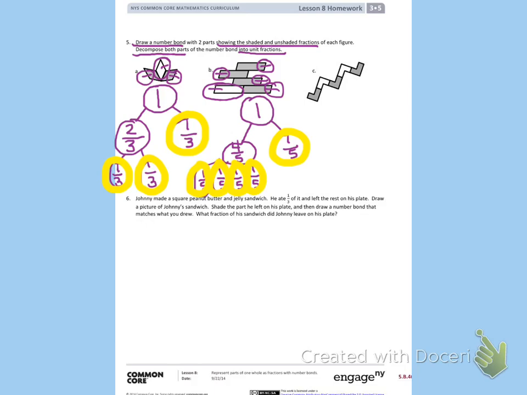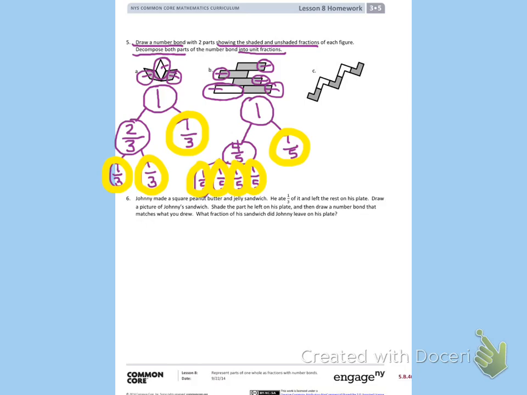Let's look at item 6. It says, Johnny made a square peanut butter and jelly sandwich. He ate 1/3 of it and left the rest on his plate. Draw a picture of Johnny's sandwich. Shade the part he left on his plate, and then draw a number bond that matches what you drew. What fraction of his sandwich did Johnny leave on his plate?